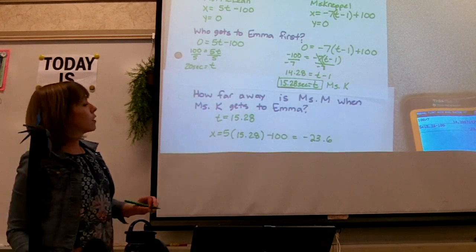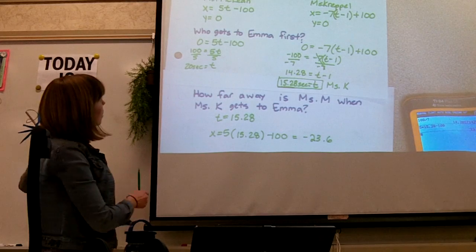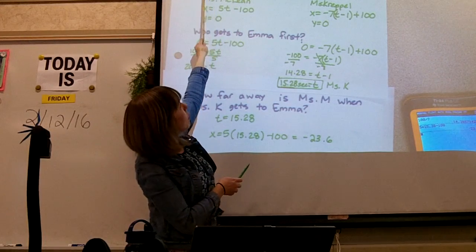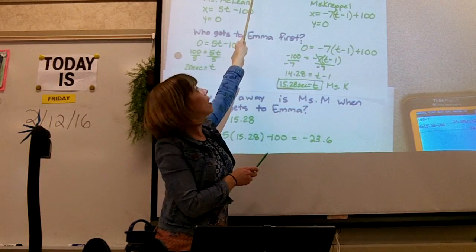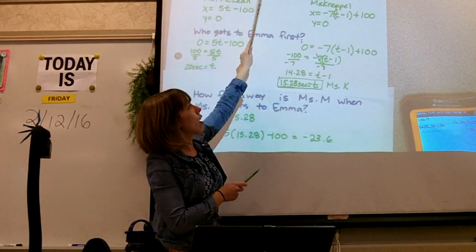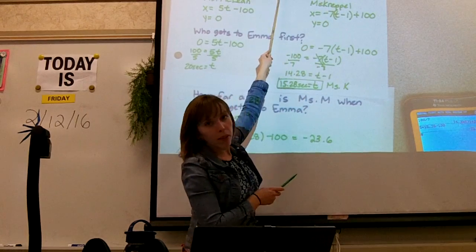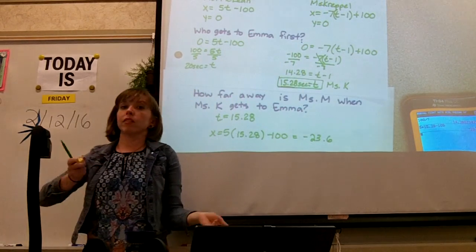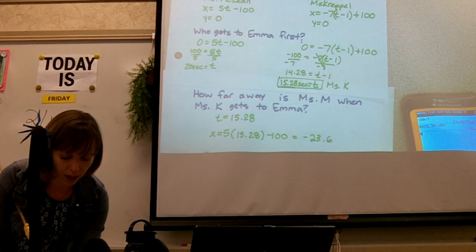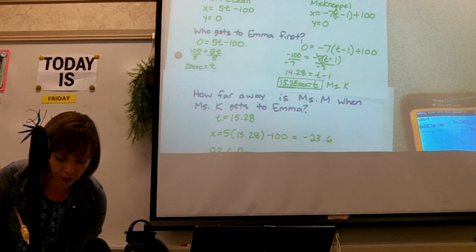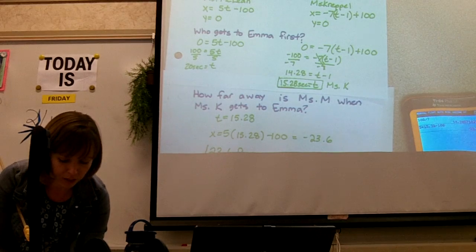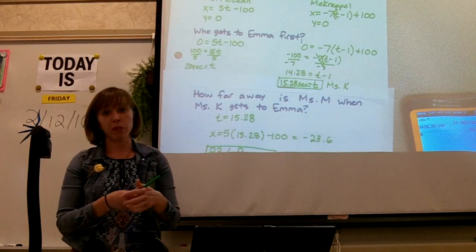Should make sense that it's negative because remember I was starting here on the left, so I'm running this way, so I'm still 23.6 feet shy of getting to Emma at the time that Miss Kreppel made it all the way. So it's only negative because I'm on the left. So we'll just say 23.6 feet away. So sad times, my cat gets stolen by Miss Kreppel.